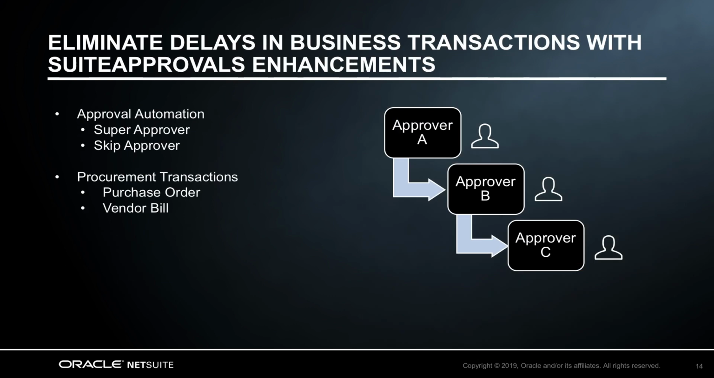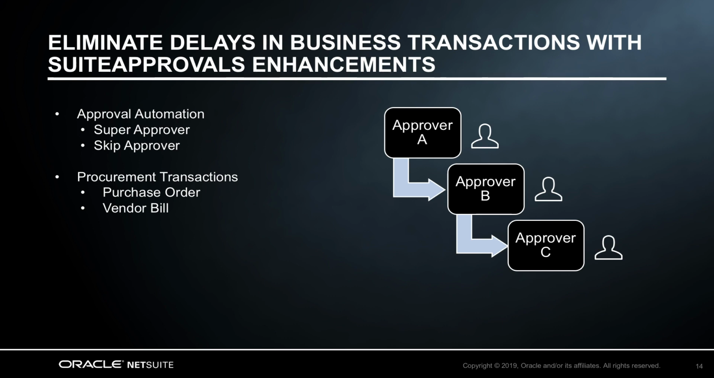In 2019 Release 1, we're announcing new capabilities in the Suite Approvals Suite app, providing more control and visibility of internal processes in a company. The new Super Approver capability allows a business process owner to expedite the approvals of transactions by acting as the final approver of a transaction.